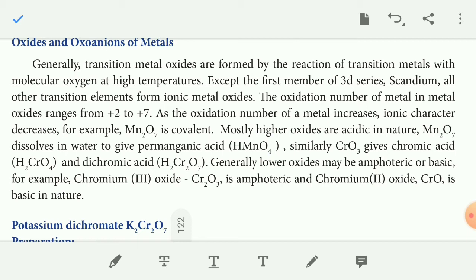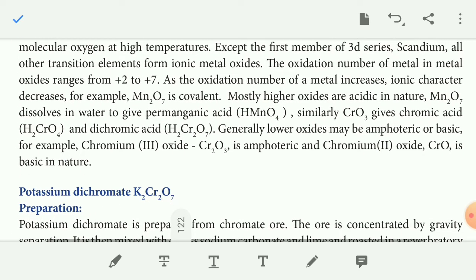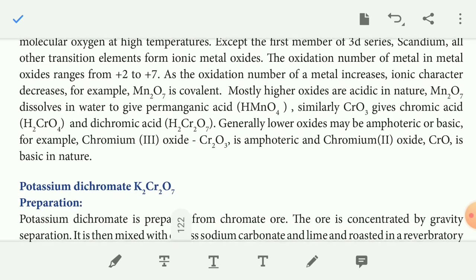Generally, lower oxides may be amphoteric or basic. So mostly higher oxides are acidic in nature, while lower oxides may be amphoteric or basic. Amphoteric means it behaves as acidic as well as basic. For example, chromium(III) oxide, Cr2O3, is amphoteric. Chromium(II) oxide, CrO, is basic in nature. So the lower oxides behave as amphoteric or basic.